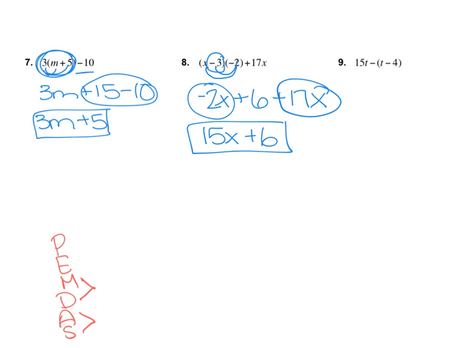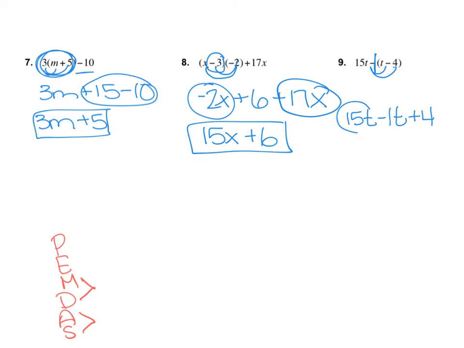And for our last one, I have 15t minus 4. Remember, what I did before is I put a 1 right there. So I'm going to distribute this. I'm doing my multiplication first. I'm just going to bring my 15t down. I'm not going to work with it right now. So now I have a negative 1 times t is going to give me negative 1t. Negative times negative is going to give me a positive 4.